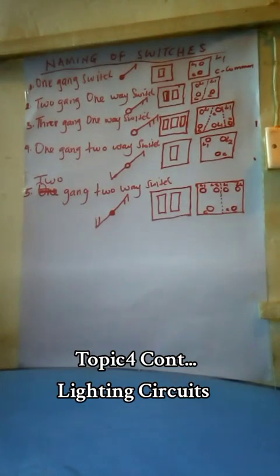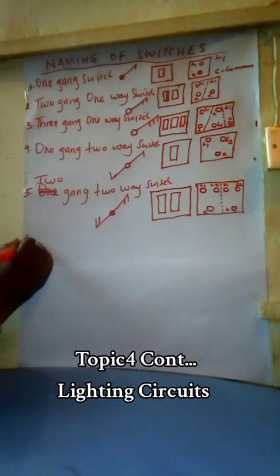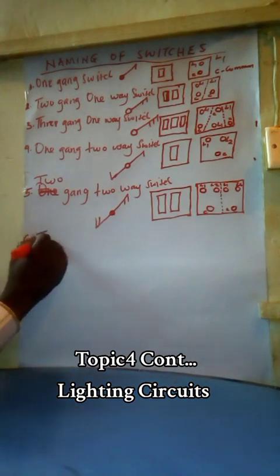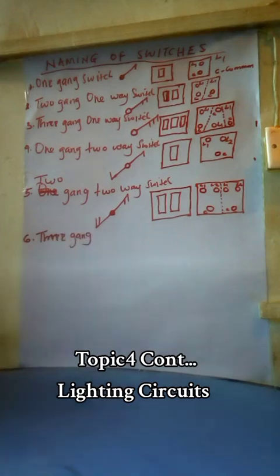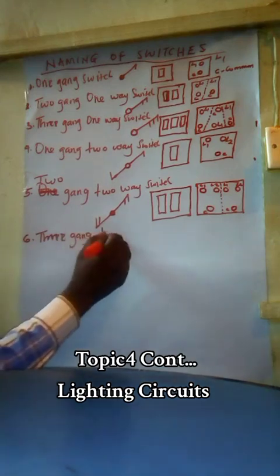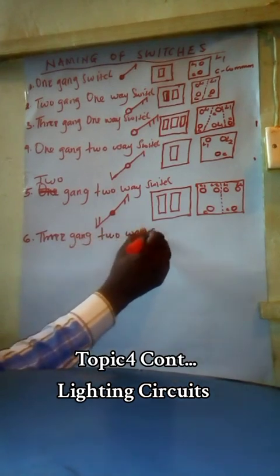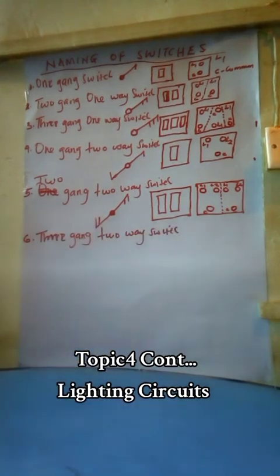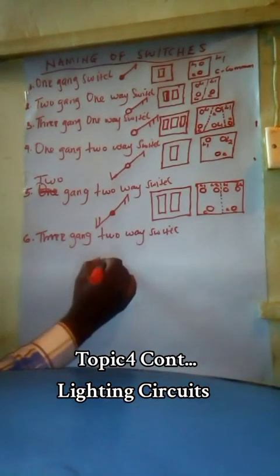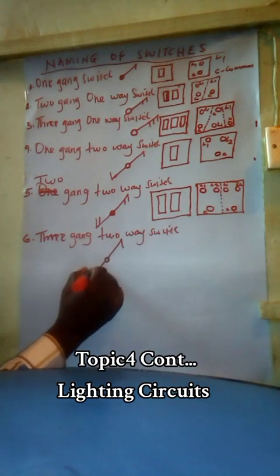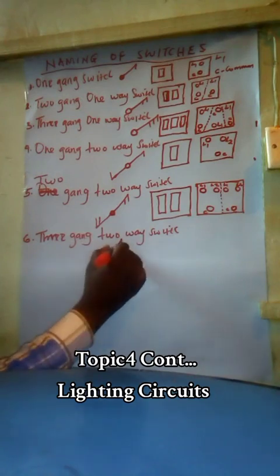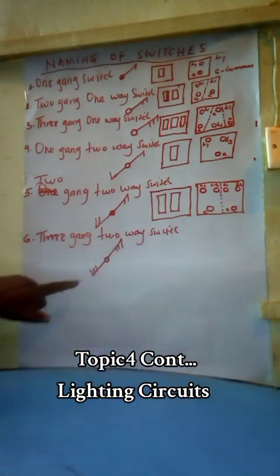Okay. The same we can have 6, where we have 3-gang, 3-gang two-way switch. Here, our graphical symbol indicates the gangs. So 1, 2, 3.